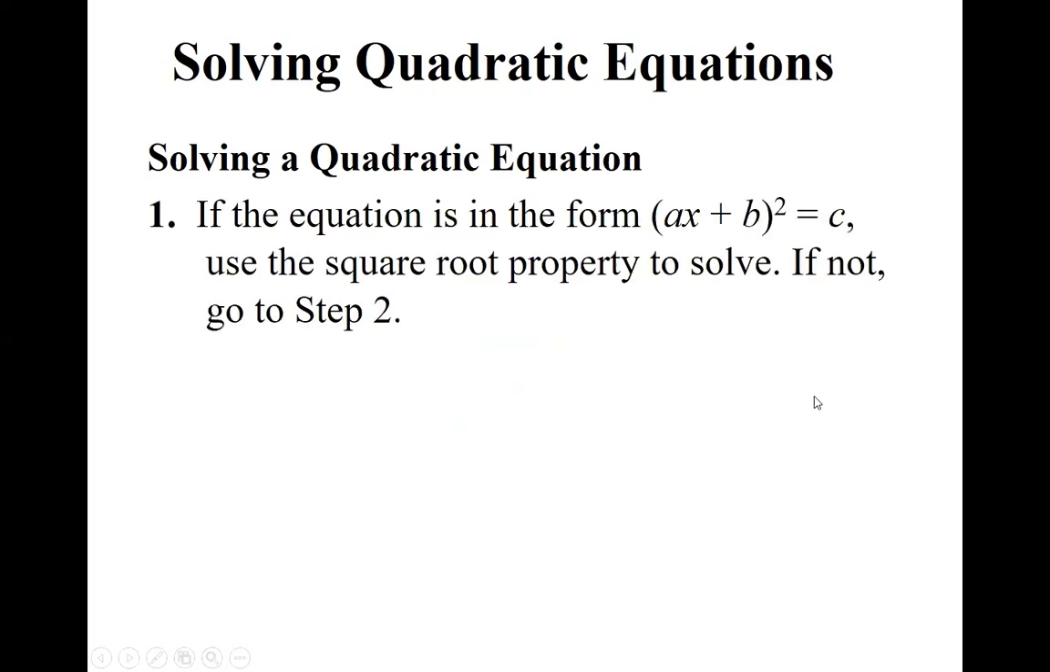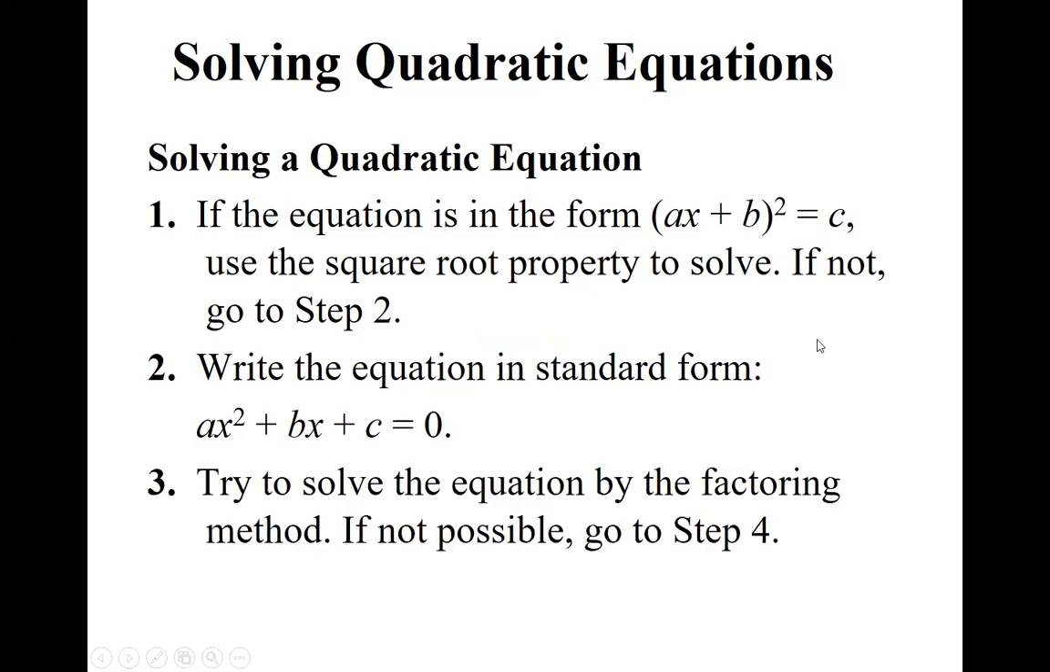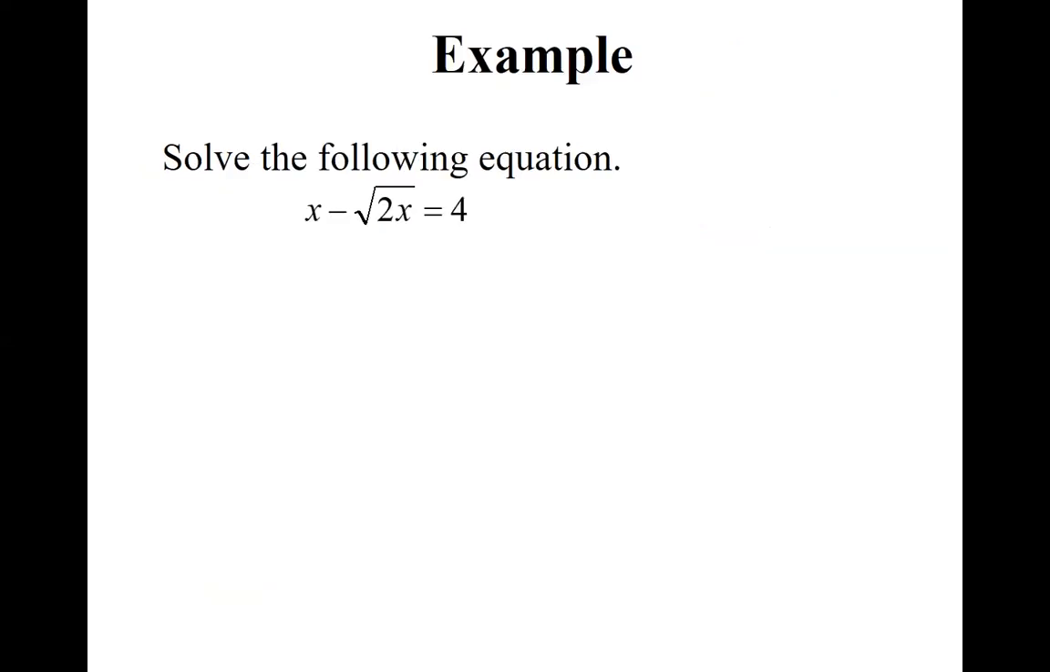So for solving a quadratic equation, if the equation is in the form ax plus b squared equals c, use the square root property to solve. If not, write the equation in standard form, try to solve by factoring, and if that's not possible, use the quadratic formula. So let's solve the following equation. x minus radical 2x equals 4.